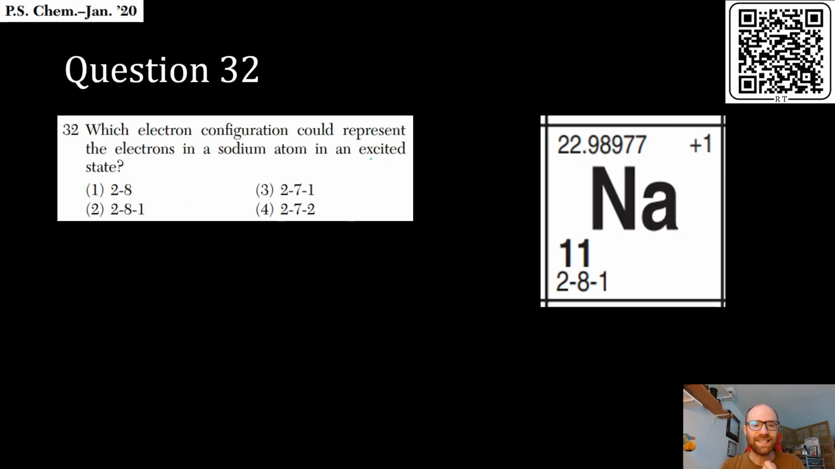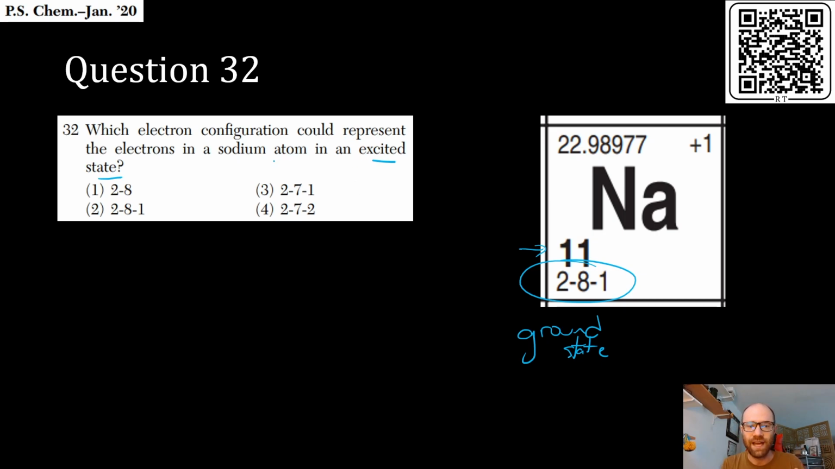If we're looking for an excited state electron configuration, I look straight at the reference tables. The reference table gives the electron configuration on the bottom. This is the ground state. This is when all of the electrons have been jammed down into their lowest energy levels. They're as close to the nucleus as possible. The excited state is when one or more electrons has been given energy and it moves to a higher energy level. So what we're going to look for is 11 total electrons, which is what we have here for the atom.